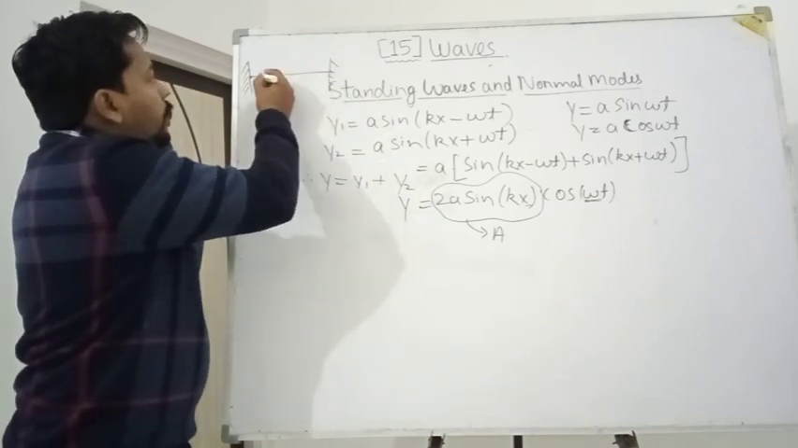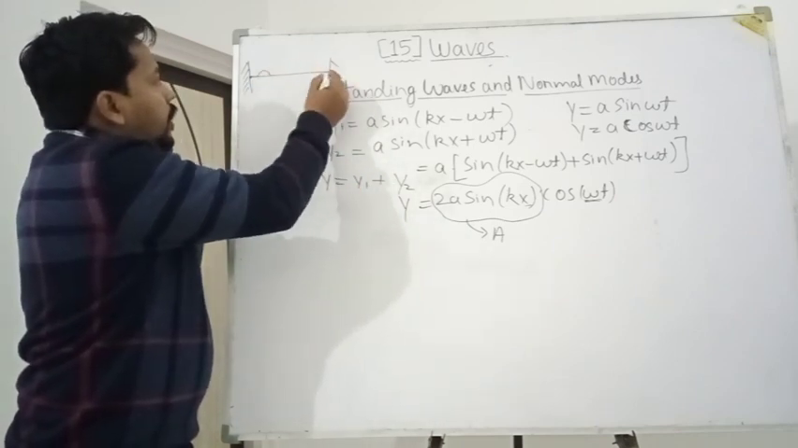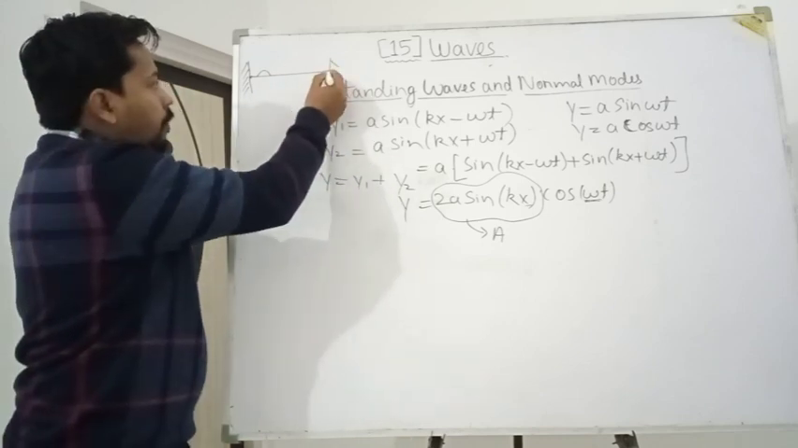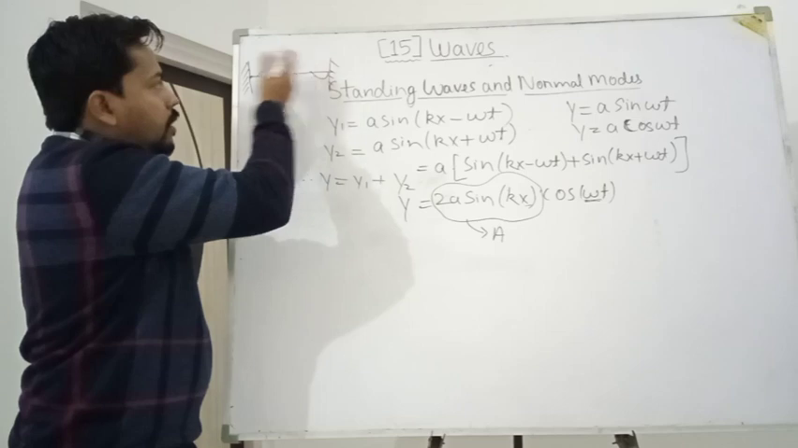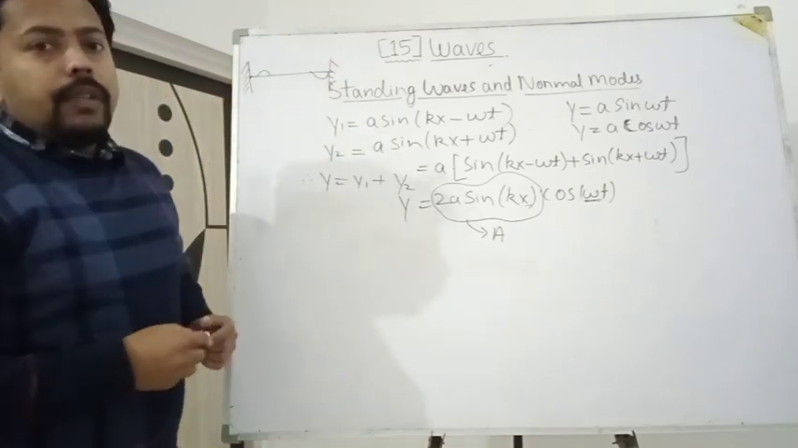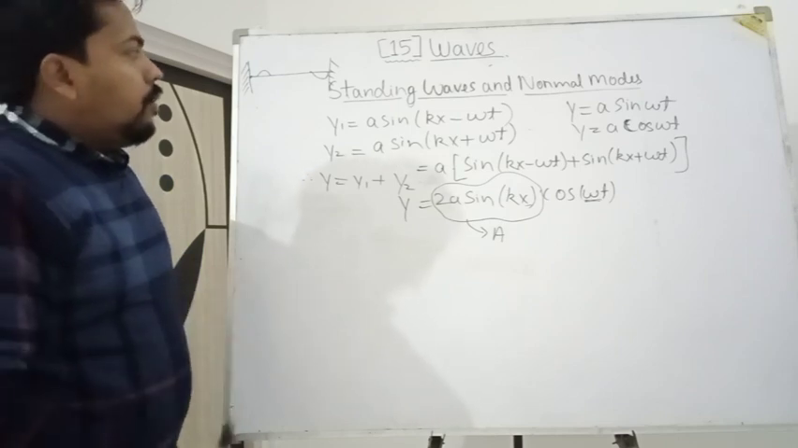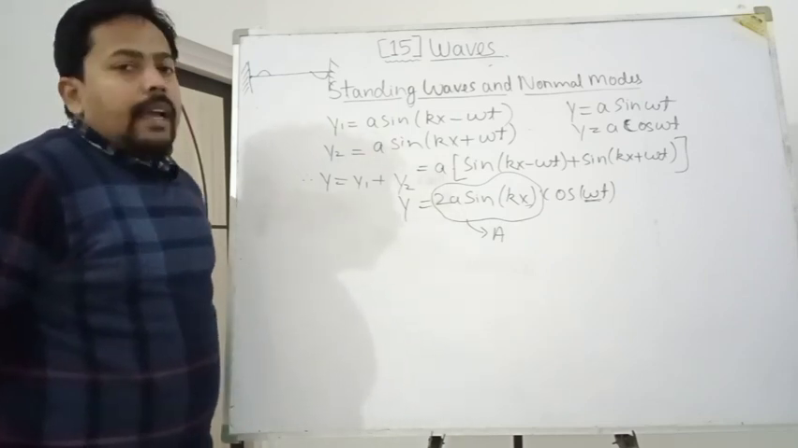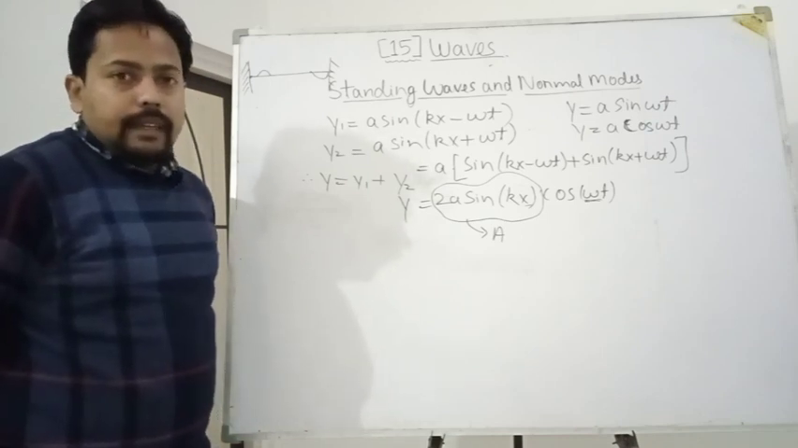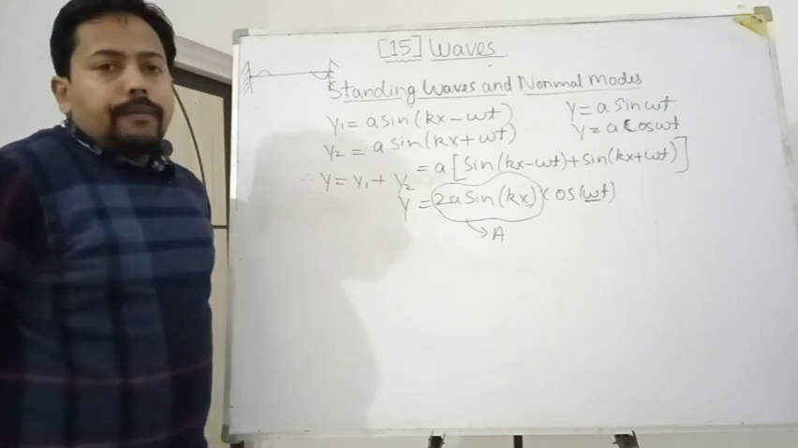So what will happen when it is created like this? It will be reflecting the same amount. It will reflect the wave somewhat like this in the opposite direction. And what will be the nature of that wave? The amplitude will not change, because there is no loss of energy in that case. It is completely reflected.